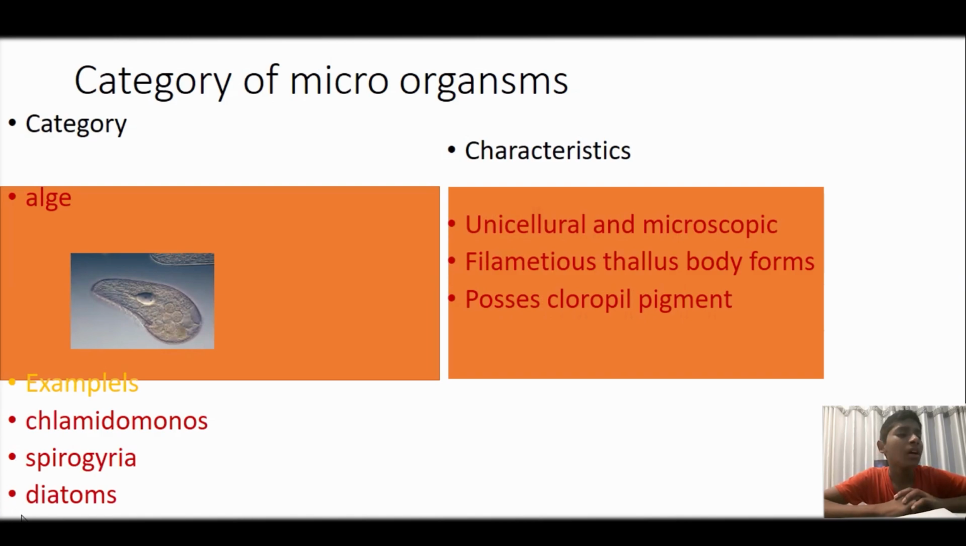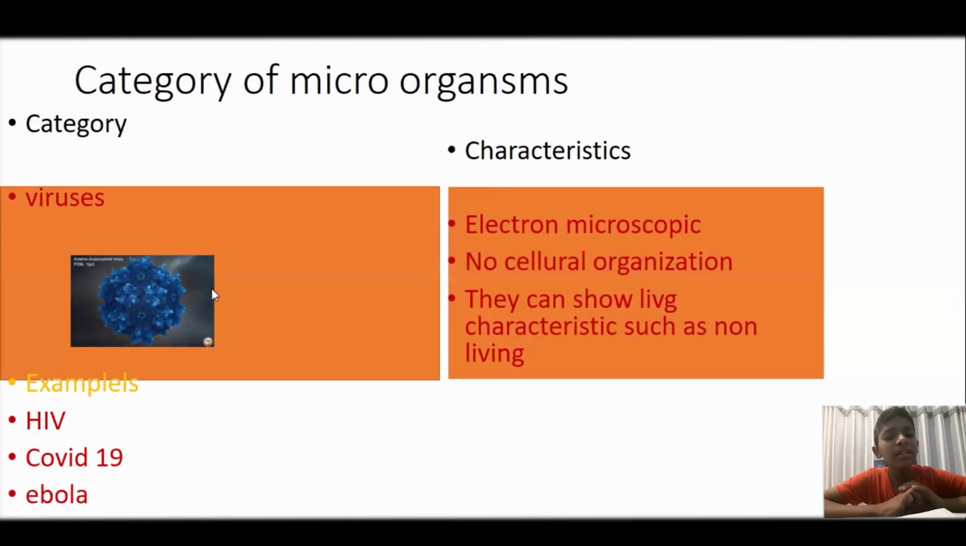Our last category is viruses. Examples: HIV, COVID-19, Ebola. Characteristics: visible only under an electron microscope, display both living and non-living characteristics, multiply only inside living cells, no cellular organization. They do not show living characteristics such as reproduction and growth.